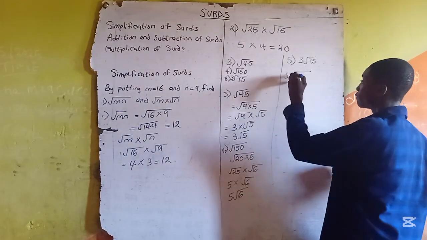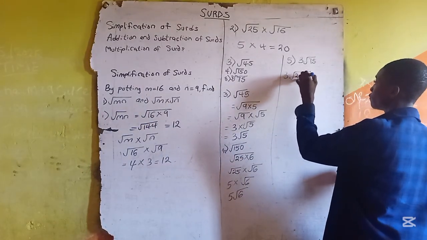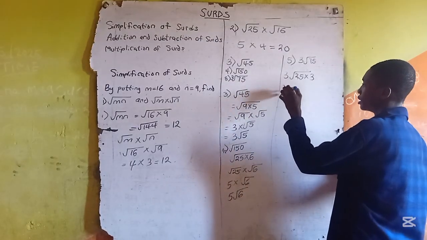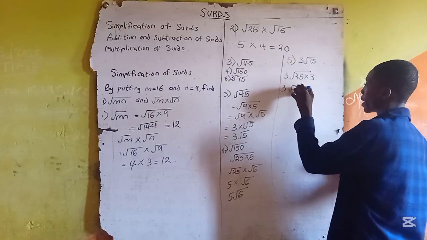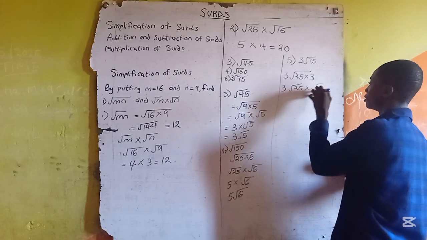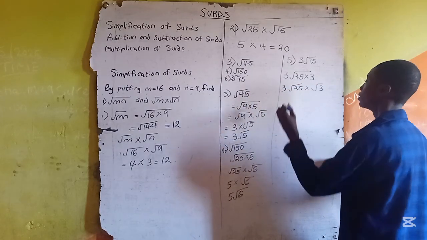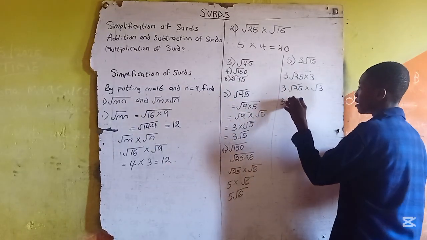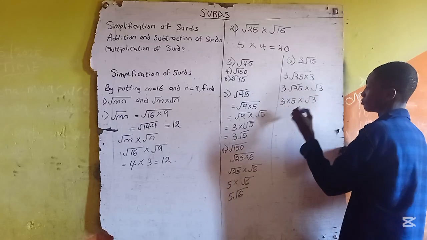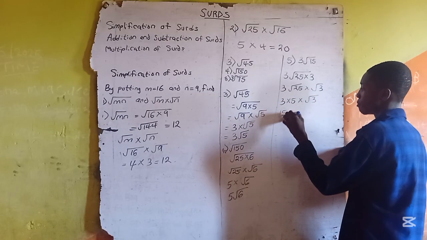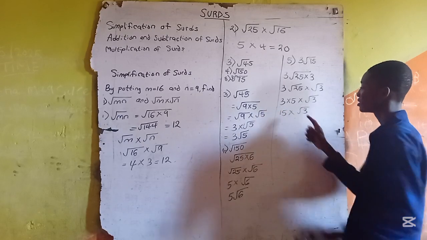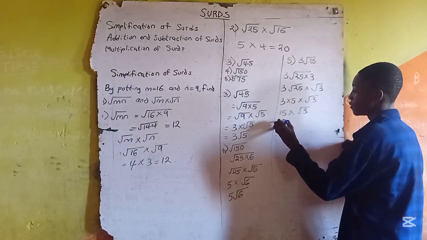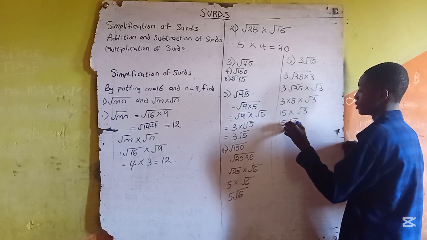And we can use 25 multiplied by 3, because 25 times 3 is 75. So now 3 root 25 multiplied by root 3, like I did here, it's still the same thing. So now 3 times the square root of 25, which is 5, multiplied by root 3. 3 times 5 is 15 multiplied by root 3. There's an invisible 1 here, so we multiply our 15 with 1. So 15 times 1 is 15 root 3. That's the answer.